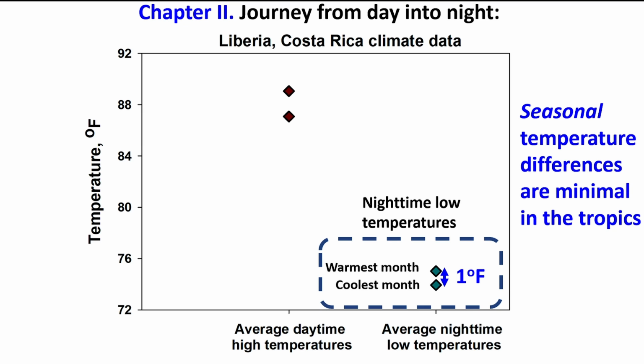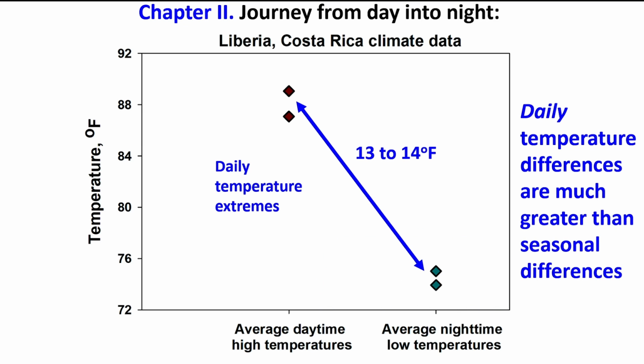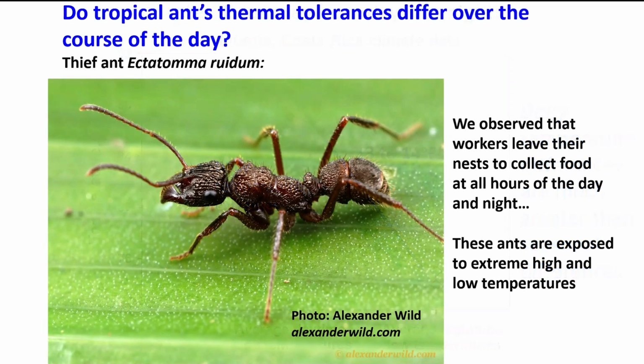So this leaves us with a much larger gradient, a much larger change between day and night. Daily temperature differences in the tropics are much greater than seasonal temperature differences, about 13 to 14 times higher. And so for animals, the difference between day and night that happens pretty much every day throughout their entire existence is much more important than seasonal variation. So this suggests that daily temperature differences might be very important to tropical animals.